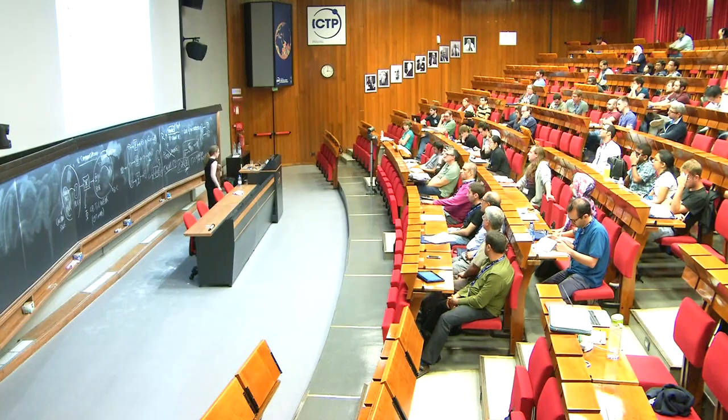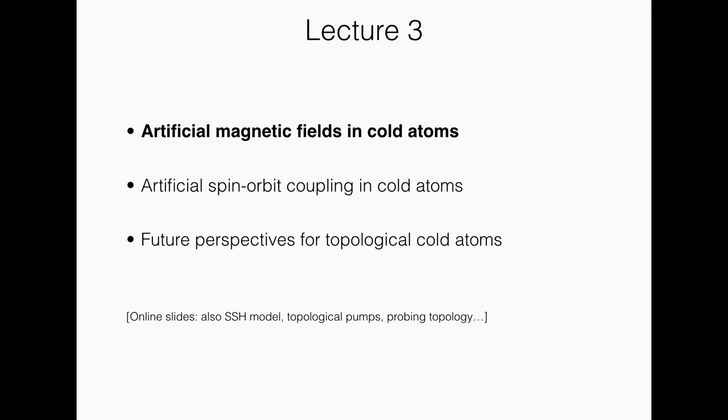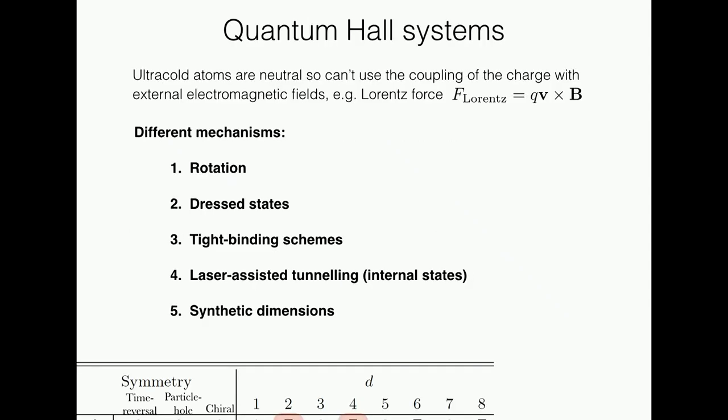So, artificial magnetic fields. Now, as I mentioned, atoms are neutral. So we can no longer just apply the magnetic field and use the fact that that magnetic field couples to the charge of the particles and breaks time reversal symmetry. So as I explained to you in the previous lecture, we have this class of topological phases of matter, which are the quantum Hall systems, which have broken time reversal symmetry, and these are the Chern insulators. And the classic example was the 2D electron gas with the magnetic field.